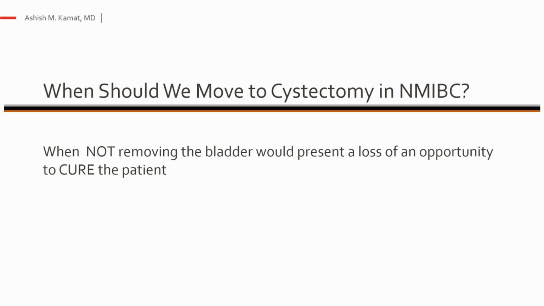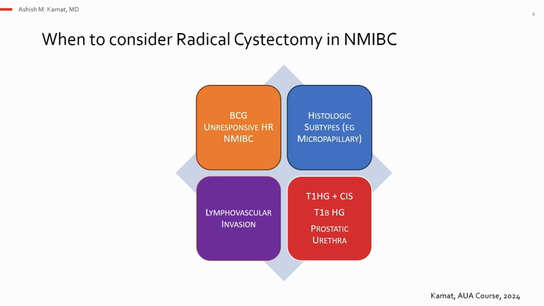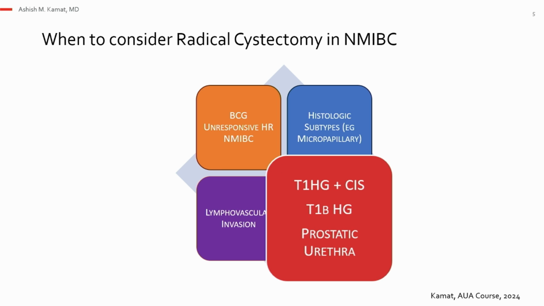So the way to flip that question around and say, what are the indications for a relatively early radical cystectomy or radical treatment if your center does trimodal therapy, but radical treatment in patients with non-muscle invasive bladder cancer? So when do we consider radical cystectomy in non-muscle invasive bladder cancer? These are sort of the 4 boxes how I think of how to counsel my patient. So the first one is if the patient has T1 high-grade disease, CIS along with it, T1B high-grade disease, or involvement of the prostatic urethra.